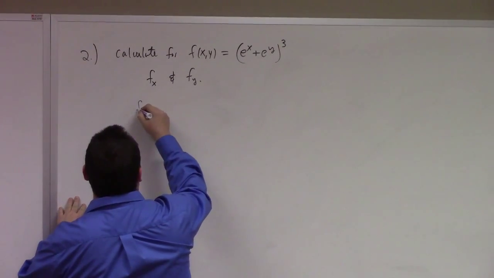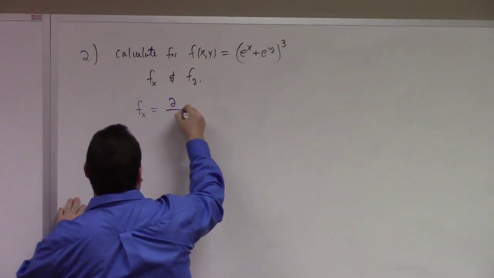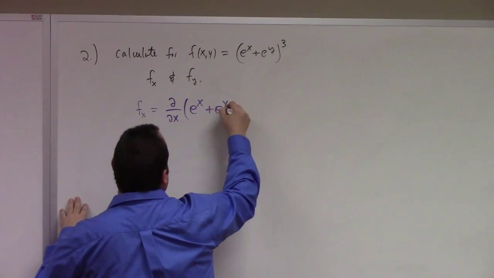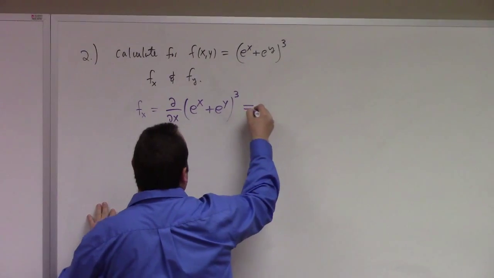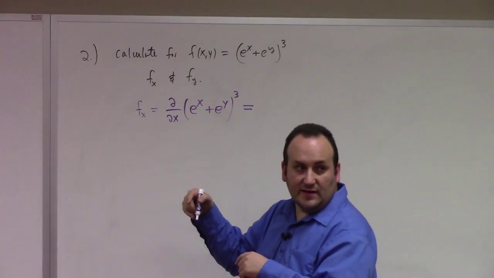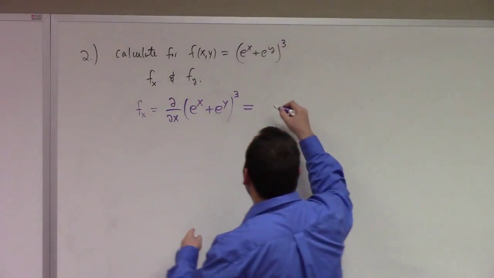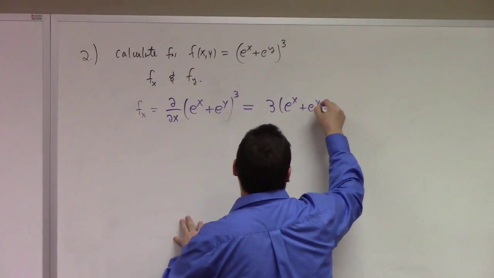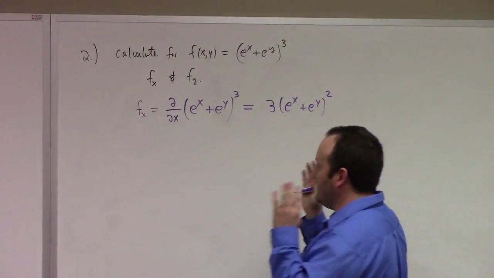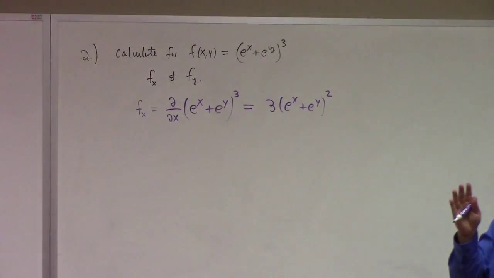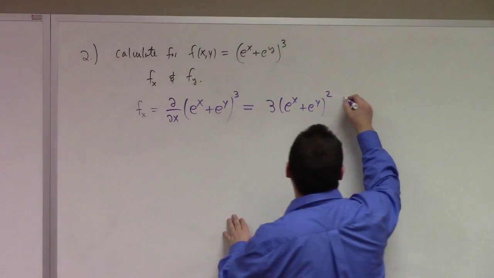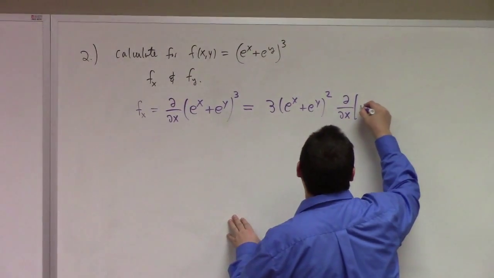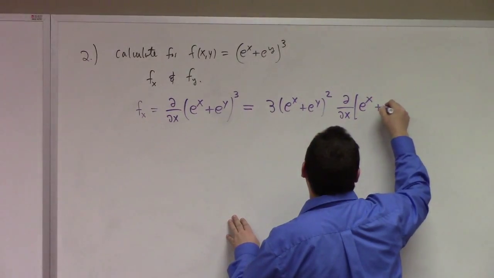Okay, so over here, fx is what? Fx is partial x of e to the x plus e to the y quantity cubed. So what do I have to do here? I'm going to write out the steps in this case. I got to do the chain rule. The chain rule says I do 3 times e to the x plus e to the y quantity squared, because this is the cube function. That's my outside function, right? Then I have to multiply by e to the x.